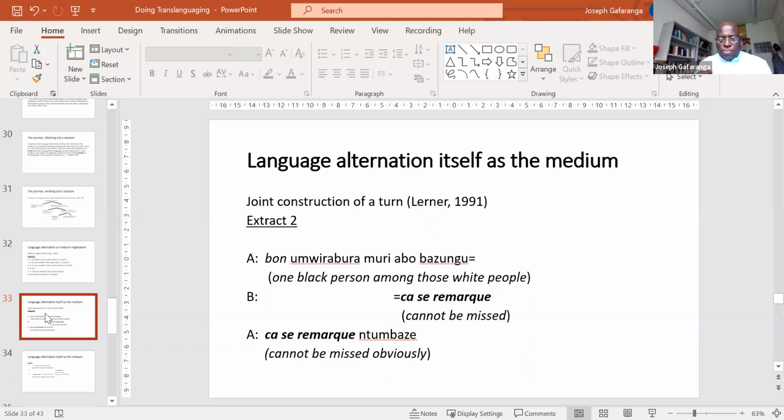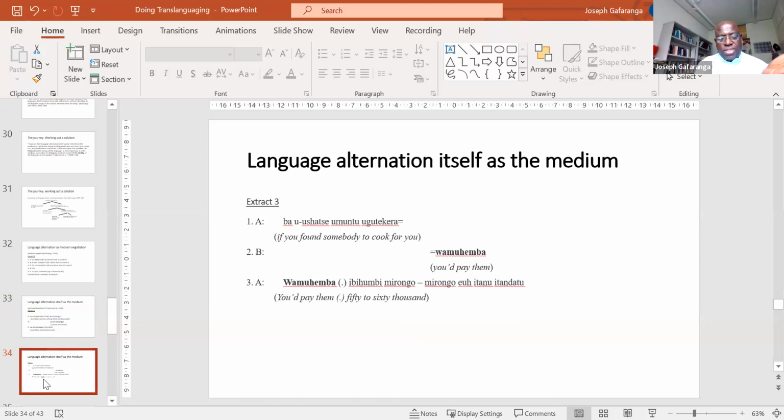So they start in Kinyarwanda, complete in French, and the French is ratified. But if you look at extract number 3, it's the same structure. Again, these Rwandans in Belgium are saying they do the chores themselves, because if they tried to find somebody to help them, they would have to pay them. And in 1, A starts the turn in Kinyarwanda, B completes the turn in Kinyarwanda, and A ratifies the completion.